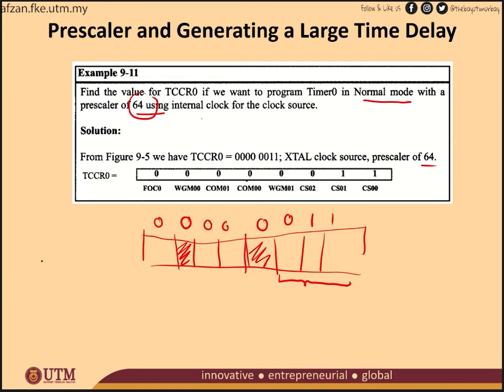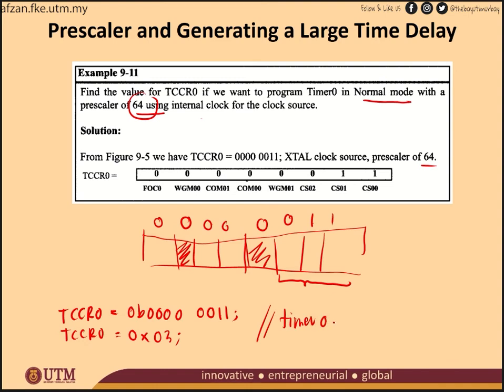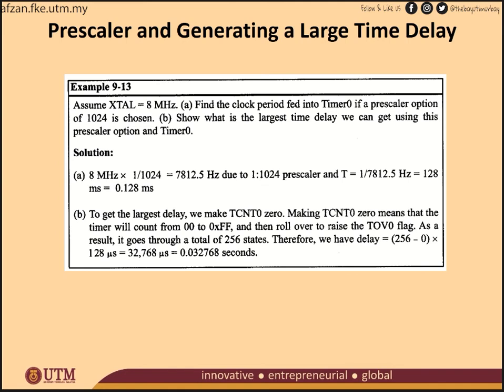So how to program? Write a program. TCCR0 equals 0b00000011, or you can put TCCR0 equals 0x03. This means that you use timer 0 in normal mode, or overflow mode, with a prescale of 64. Okay, let's look at another example here.